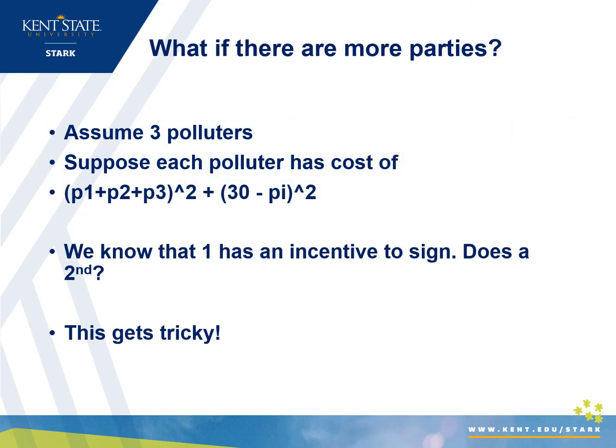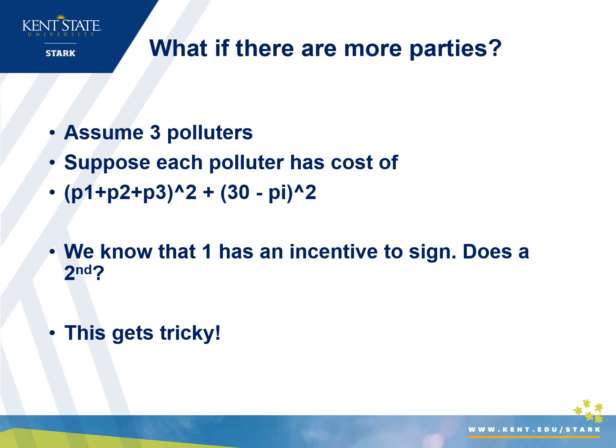Now what if we have 3 polluters? Now things get a little bit more complicated. Again, we're going to assume that each polluter has a cost of the total amount of pollution squared, that's the damage being done by the pollution, plus their own abatement cost. So again, 30 minus whatever their own pollution level is, squared. Now we know that if we just have one person, they would have an incentive to sign. They would want to sign as long as there's any possibility somebody else might.